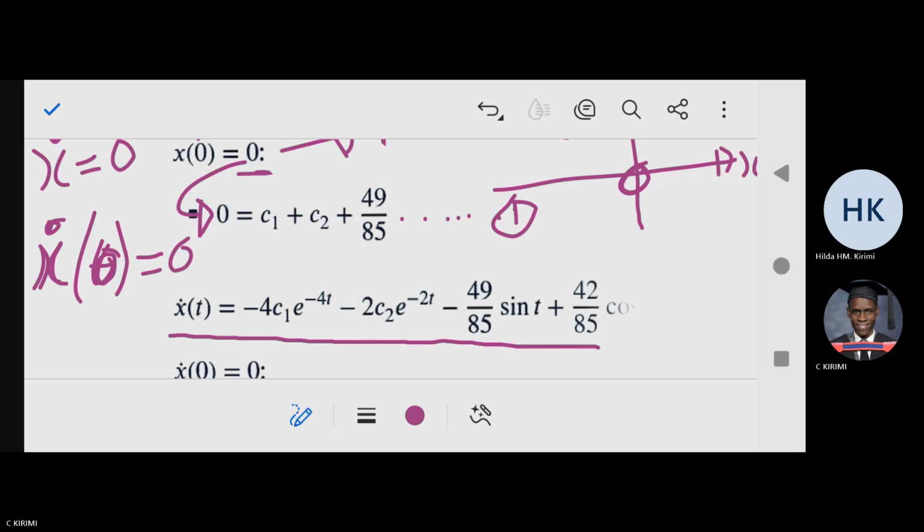You differentiate with respect to t. Whenever I differentiate minus c1 e to the power minus 4t, you get minus 4, that is the exponent, multiplied by c1 e to the power minus 4t. When you differentiate c2 e to the power minus 2t, you take the exponent and put it in front, so it's a negative 2 c2 e to the power of the exponent.